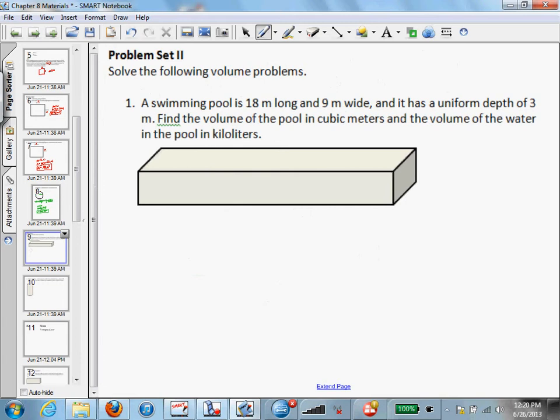Okay, looking into the area problems, we have a swimming pool which will be 18 meters long, 9 meters wide, and has a uniform depth of 3 meters. Find the volume of the pool in cubic meters and volume of the water in the pool in kiloliters. So to do that, I want to first start by documenting the length, which the problem said was 18 meters. We know that the width is 9 meters, and we know that the uniform depth is 3 meters.